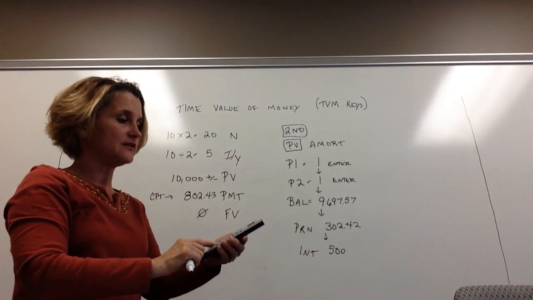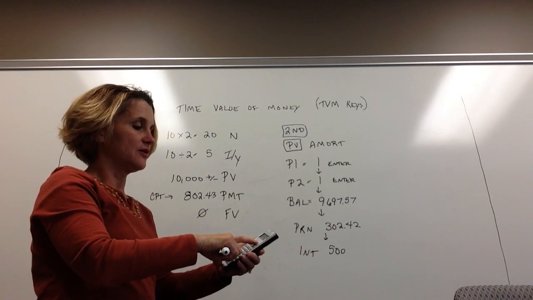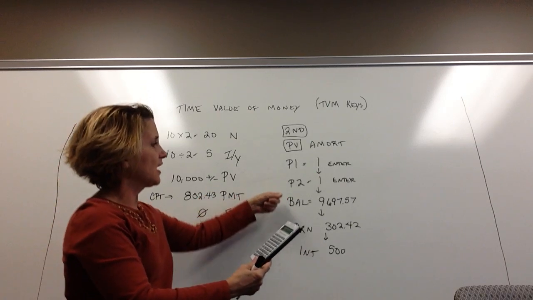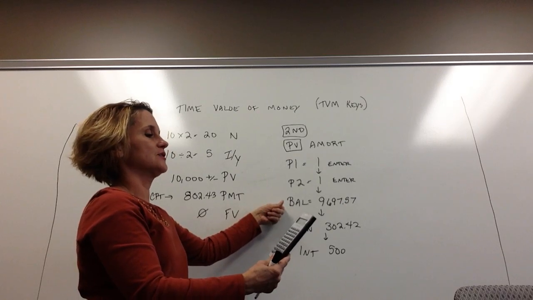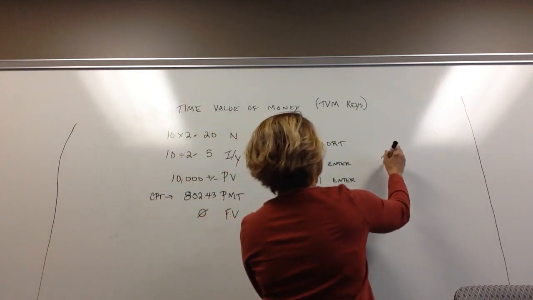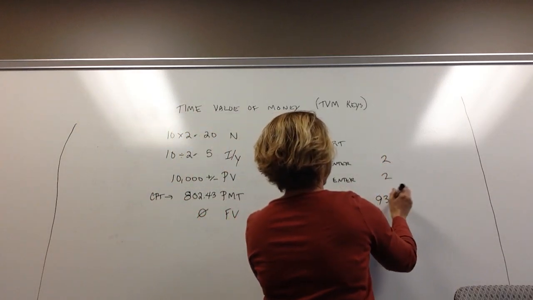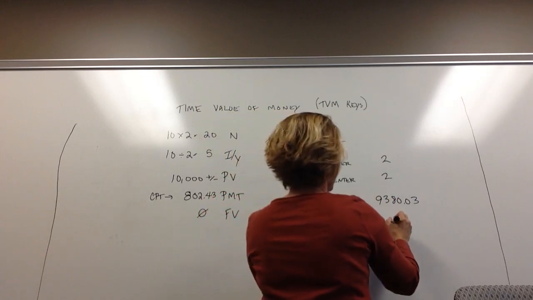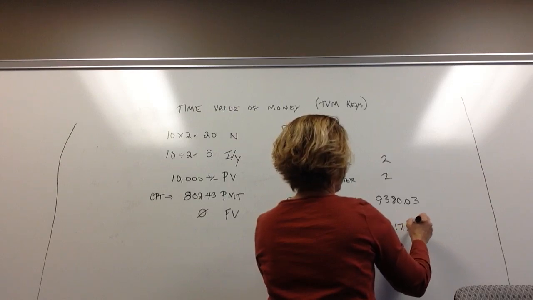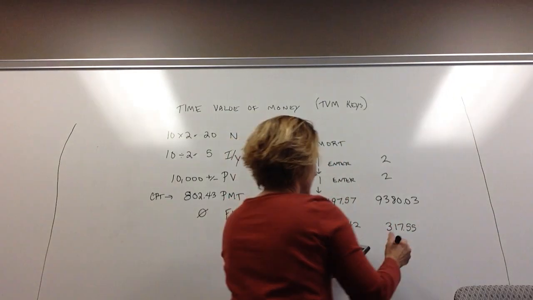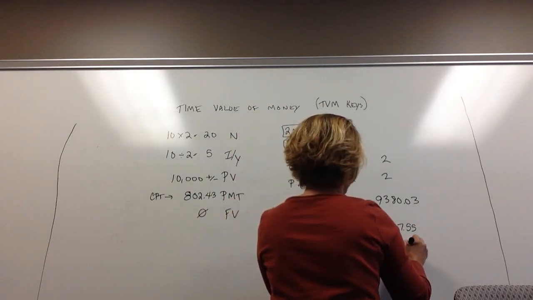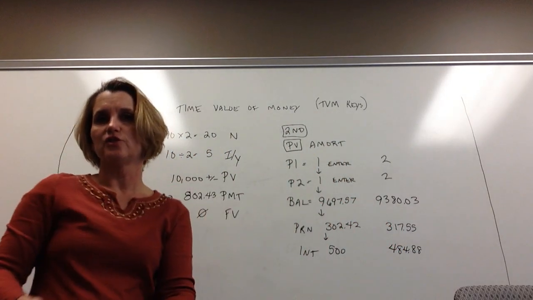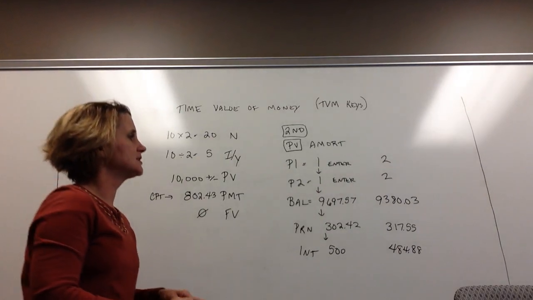You could then make that a 2 and push enter, arrow down, make your P2 a 2 and enter. And then it says, okay, after your second payment, the balance goes down to $9,380.03. The principal is $317.55, and then the interest is $484.88. And then you could just keep going. So you could do the entire loan and amortize it that way.